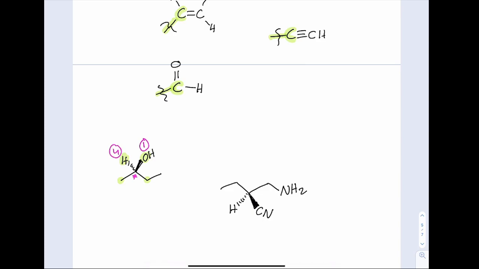So now it's between the 2 carbons. This carbon is bonded to 3 hydrogens. This carbon is bonded to 2 hydrogens and another carbon, which means it's going to be higher in priority.